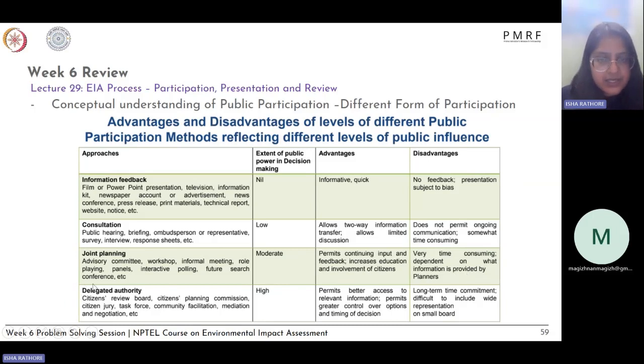Then the last, which has the highest public power in decision making, is delegated authority. These are citizen review board, citizen planning commission, citizen jury, task force, community facilitation, mediation and negotiations, etc. It permits better access to relevant information and greater control over options and the timing of the decision. But it's a long-term commitment, and it is difficult to include wide representation on a small board. So these are the four methods we see in the different forms of participation which can happen.